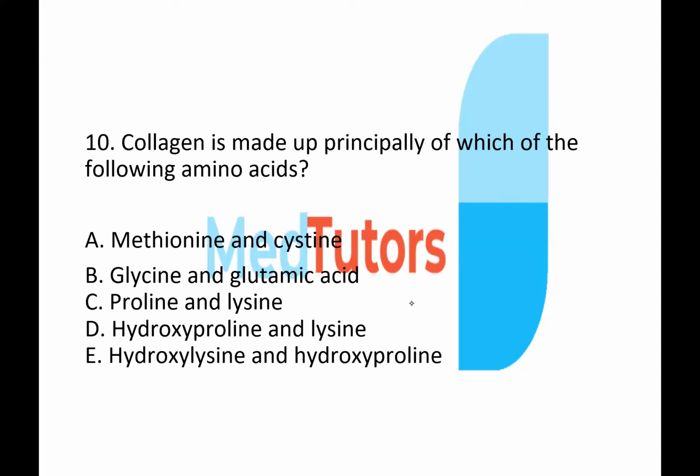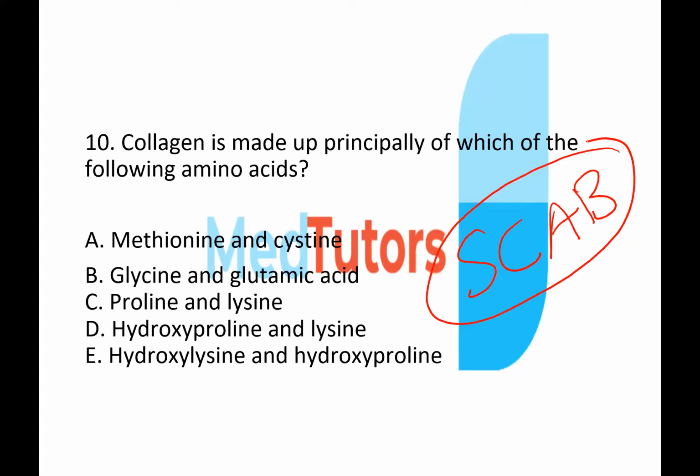Collagen is made up principally of which of the following amino acids? Collagen, you know, there are various types of collagens. You have like 18 types or even more. But the ones you need to know are called SCAB.